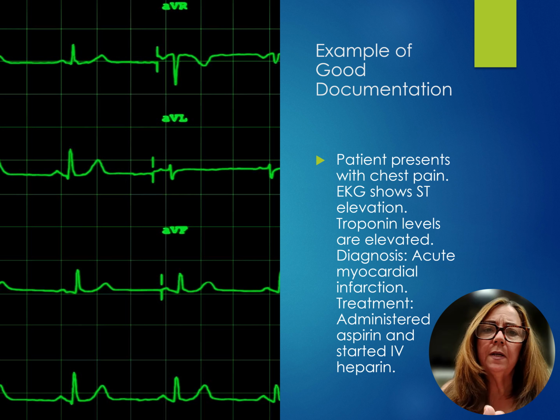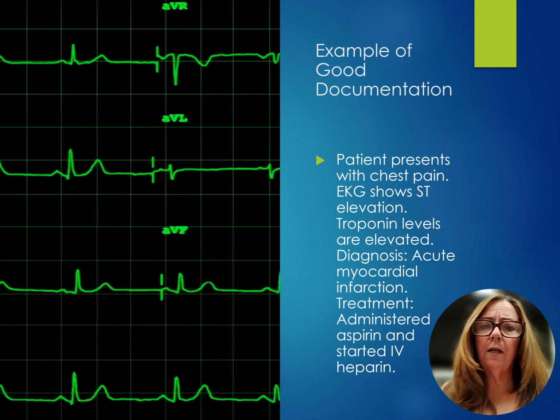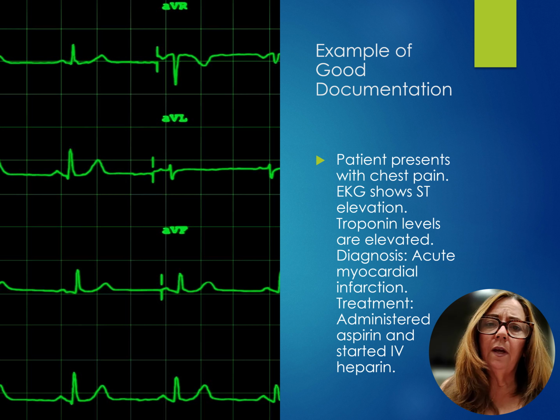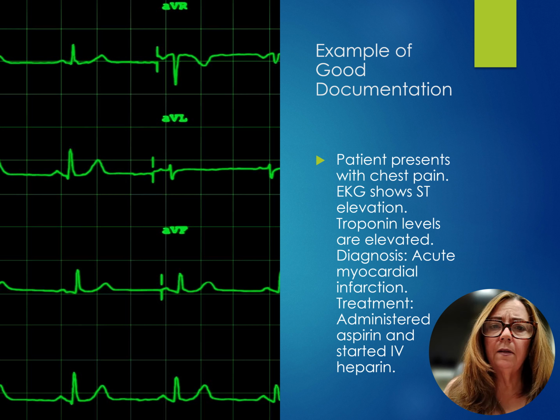So our patient presents with chest pain. The EKG shows an ST elevation, troponin levels are elevated, and the diagnosis is an acute MI, myocardial infarction. And the treatment administered is aspirin and IV heparin. In this example, the documentation is clear, specific, and detailed, and this is why it's considered good documentation.